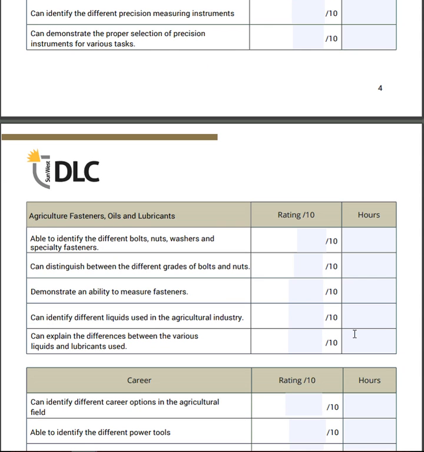The next section is agriculture fasteners, oils, and lubricants. So once again, is the student able to identify different bolts, nuts, washers, and specialty fasteners? Give them a mark out of 10.